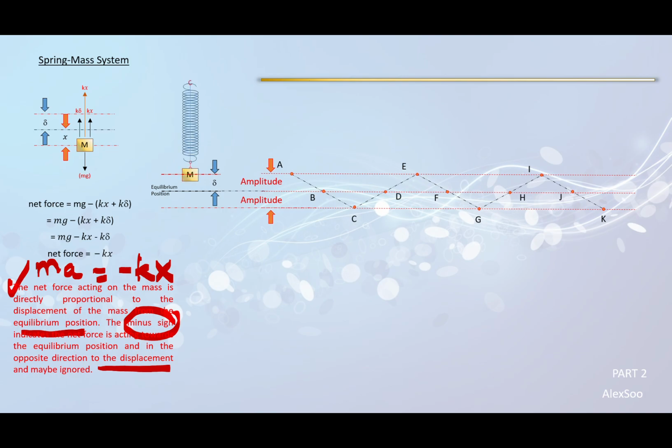Here I have a diagram showing that the spring oscillates from A to B and then to C. Then it will start oscillating from C back to D, and then to E, and then to F, and to G.